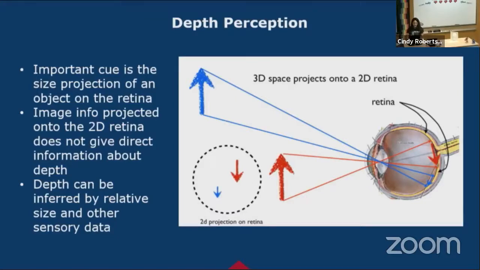So in summary, it's not just your visual aspects that's giving you this depth perception, but it's your visual, your brain, and then other senses like sight, hearing, smell, touch, and taste even.